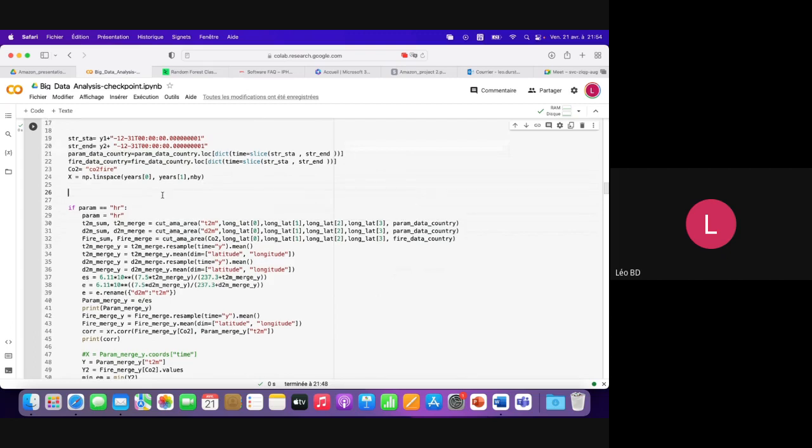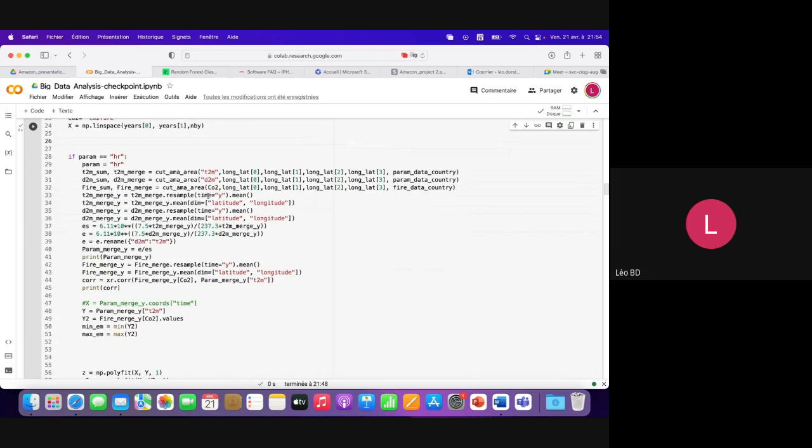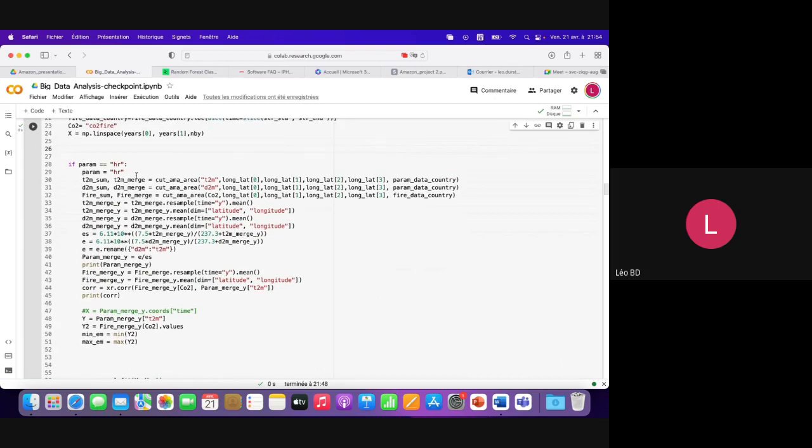And now from the data sets that I opened, I cut them into my good area of rainforest, and then I start to do some work. Here it's a special code that I did in case, maybe it's not the most optimal in terms of code, but in case our parameter is relative humidity, we have to do something a bit different because relative humidity is not given in the data set. So we have to calculate it ourselves.